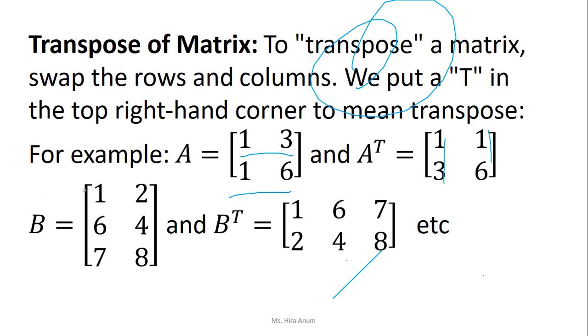Or you can see this: 1 column, 1 row, 2 column, 1 row, 2 row, 3 row. 1 2 becomes the first column, 6 4 becomes the second column, 7 8 becomes the third column. Rows will be changed into columns, and columns will change into rows.